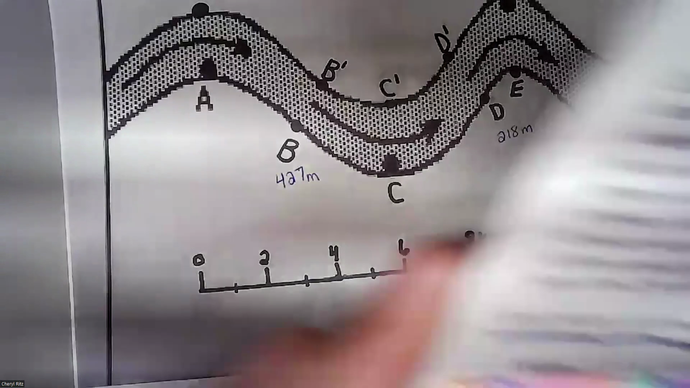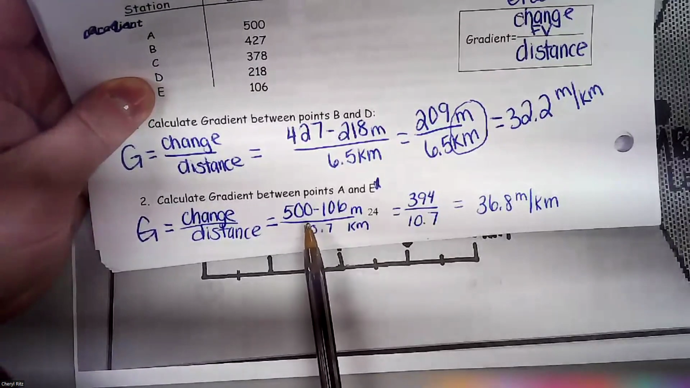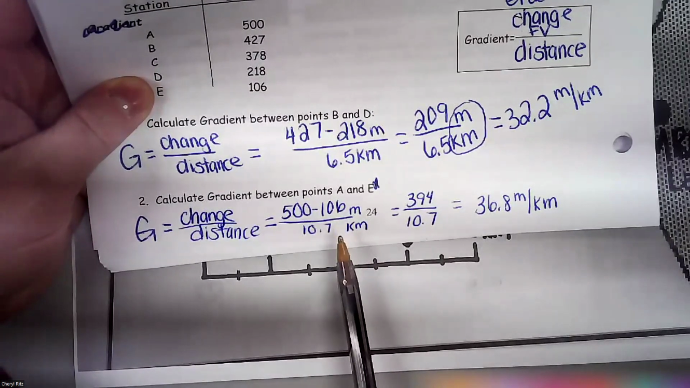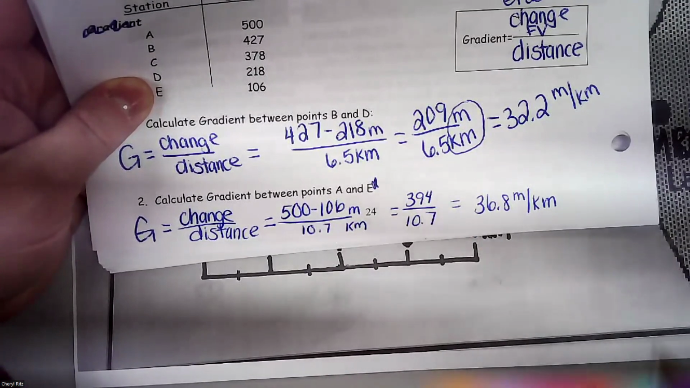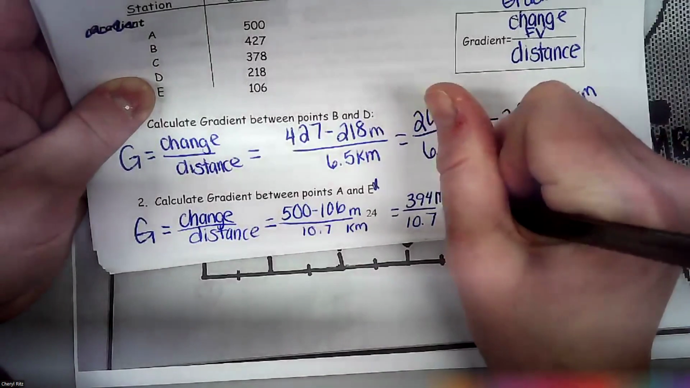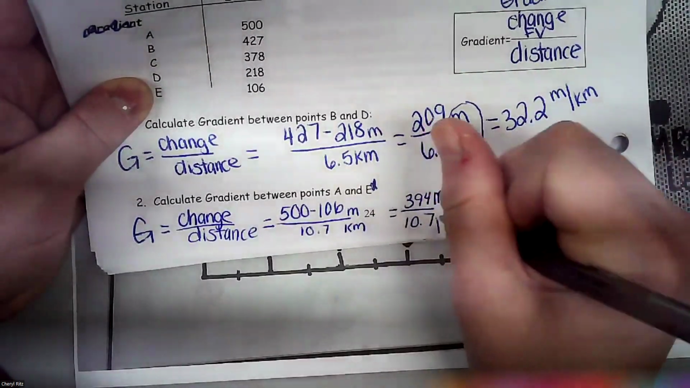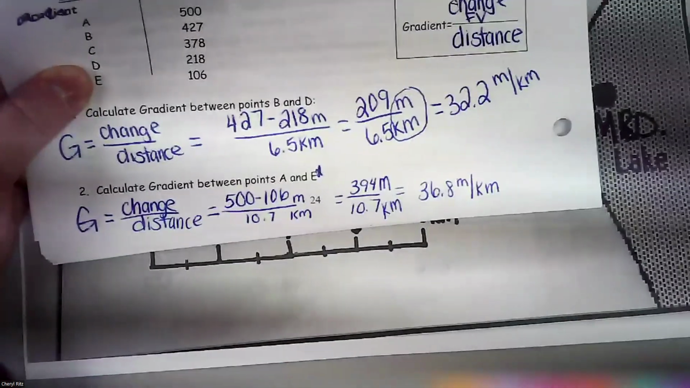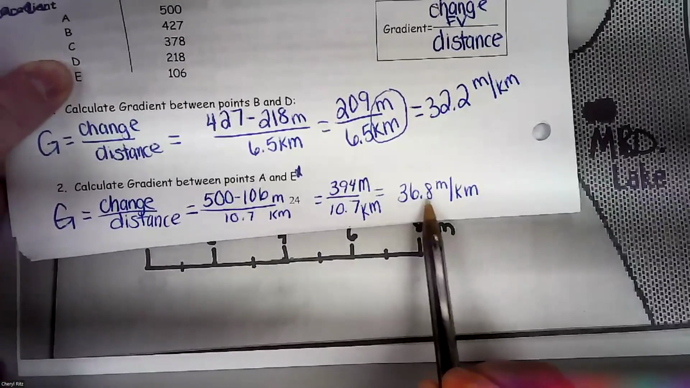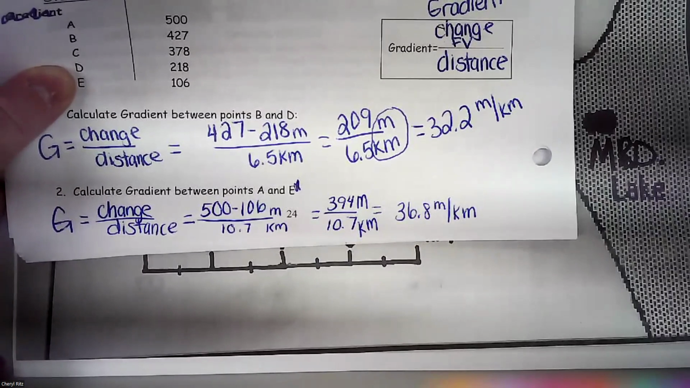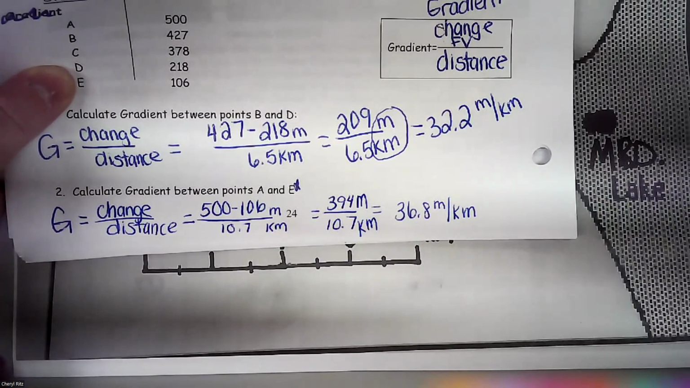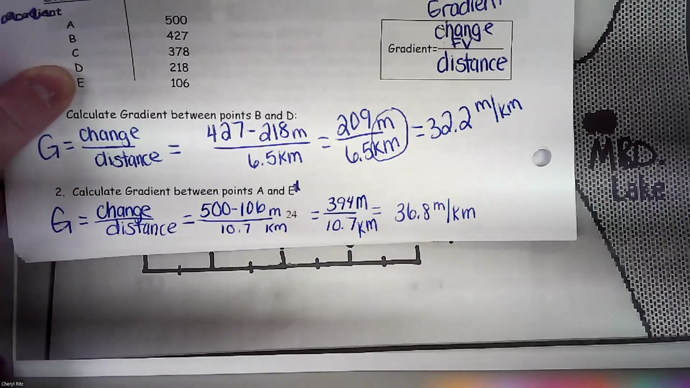That was perfectly fine. So we have a change in field value. 506 minus 106 gave us 394 meters. And I did mine over 10.7 kilometers, which gave me 36.8 meters per kilometer. None of yours, I think, were exactly the same as mine. But as long as they were in that range, you're good. Okay, now for my favorite part.